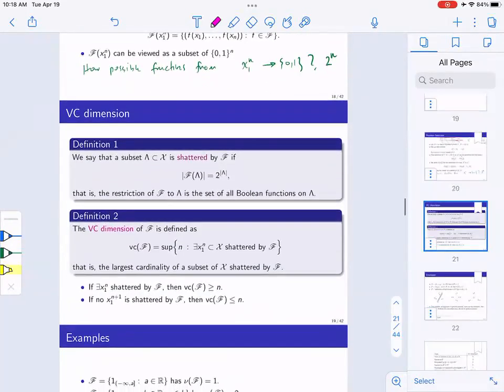Okay, so the idea of restriction makes sense. If you know that, then the VC dimension is really simple. First, we define this. We say that the subset, let's say lambda, of x is shattered by this function class if the cardinality of this set of restricted functions, so this is how many functions there are if I restrict f to domain lambda, is equal to 2 to the cardinality of lambda, which is the maximum possible, then this set is shattered by F.